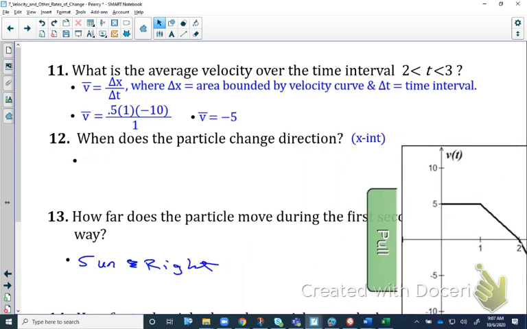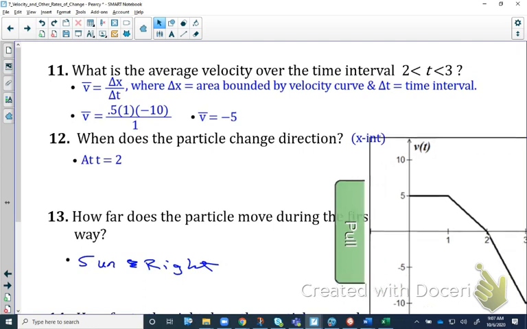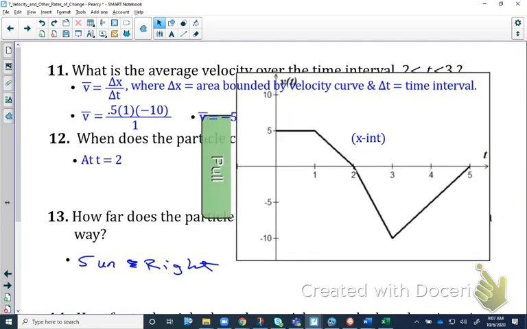When does the particle change direction? That indicates when the velocity is going to hit the x-intercept. So anytime it hits the x-intercept, that is going to indicate a change in direction. So here, when time is equal to 2, that's where it changes from either moving up to moving down or from moving right to moving left.